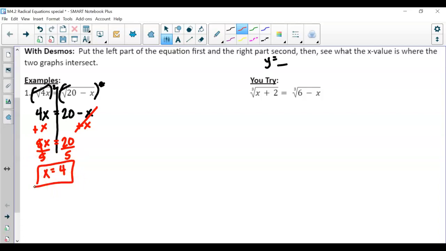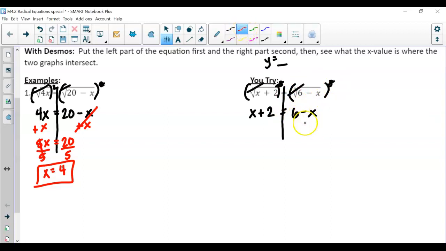So now here, go ahead and try this. You try on your own. And here we go. So again, notice you had a cubed root on both sides of the equation. So that means, what do we do to both sides? Raise to the third power, right? Cubed. So now x plus 2 is equal to, raised to the third power, 6 minus x.